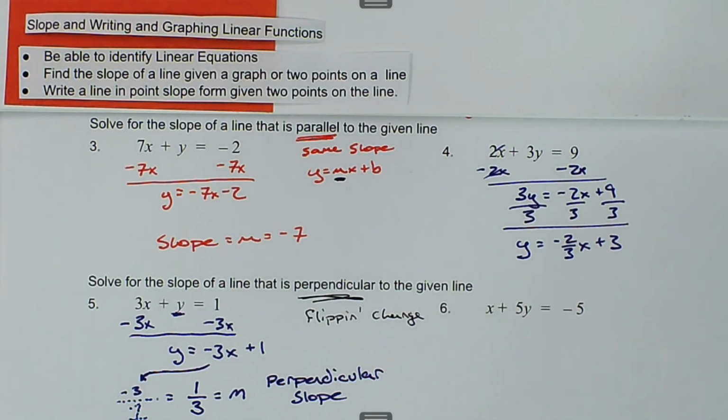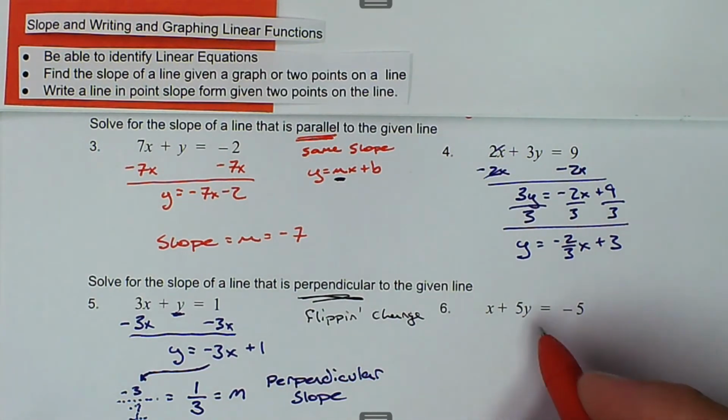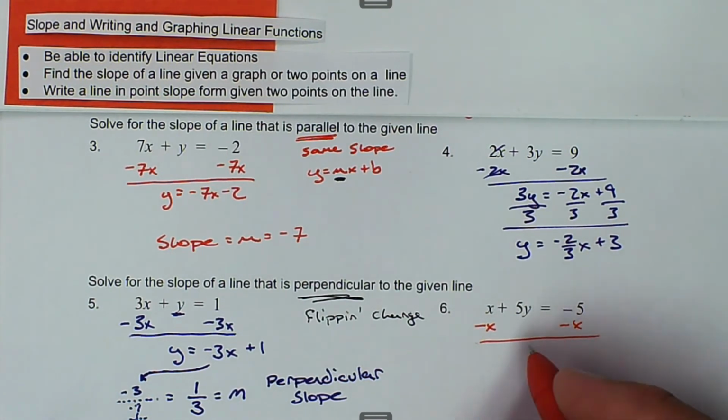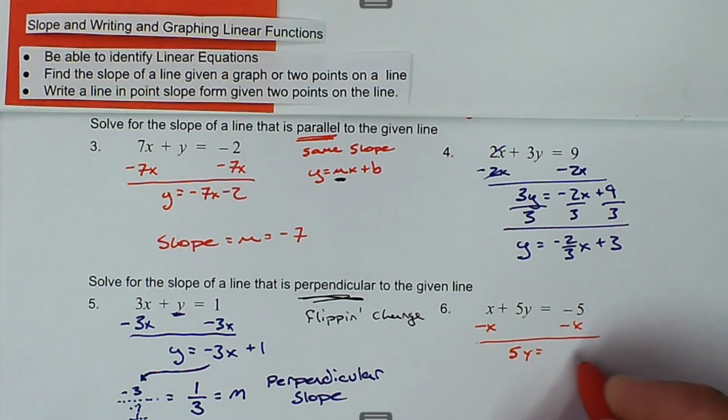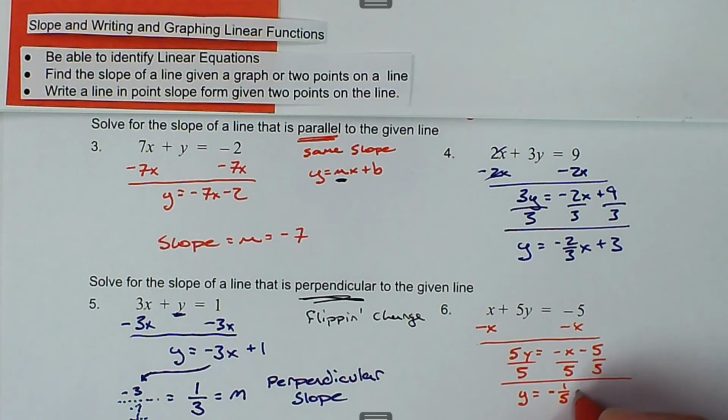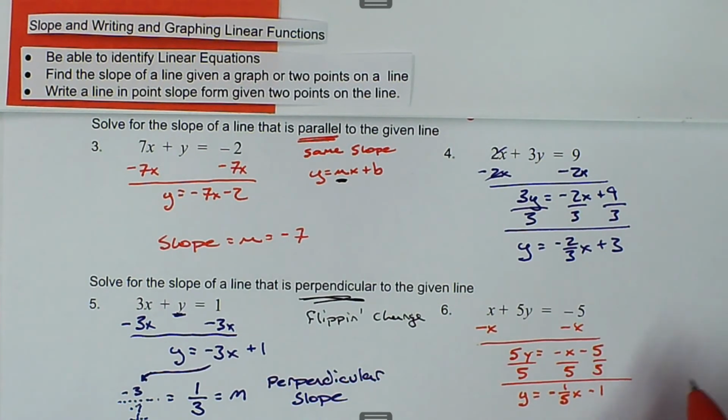Okay, and then we have another example here. We want to get y by itself, so we subtract x, and then we get 5y is equal to minus 5, and we divide by 5, and then we get y equals negative 1 over 5x, 5 divided by 5 minus 1.